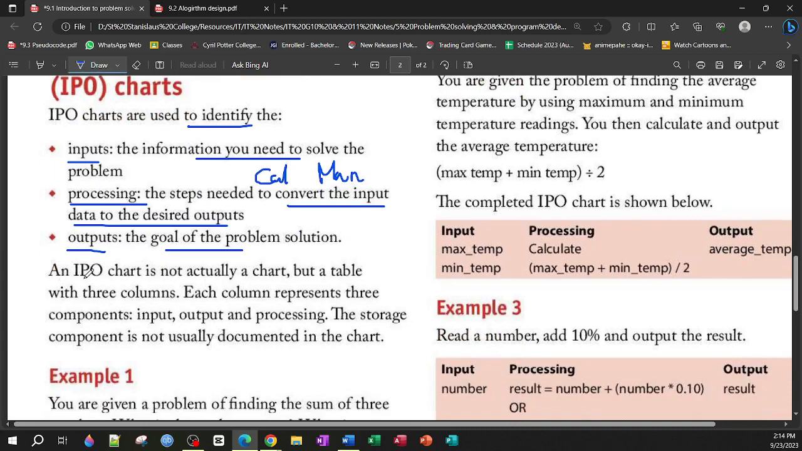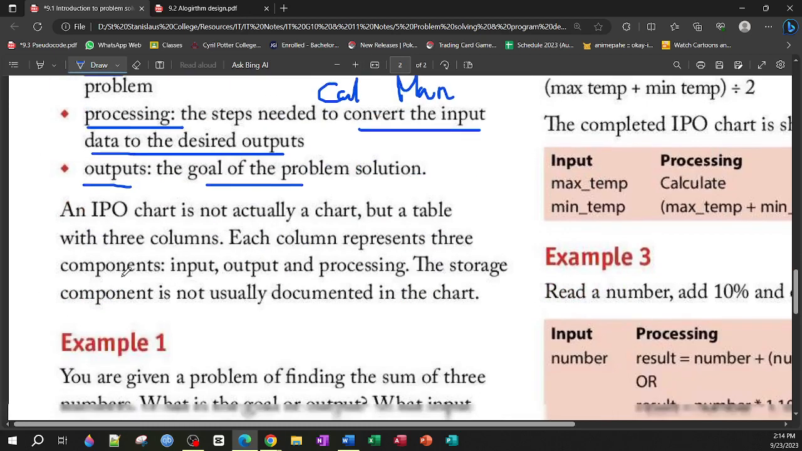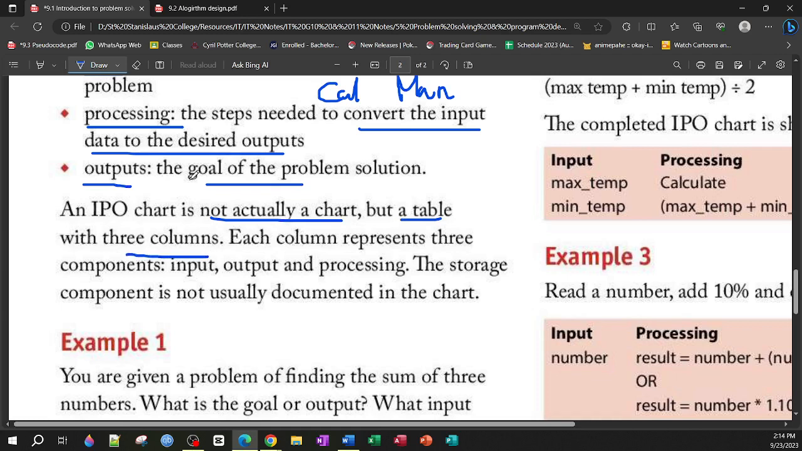Now, an IPO chart is not actually a chart. It does call it a chart, but it's actually a table. So whoever created it in the beginning called it an IPO chart, but it is not a chart. It's a 3-column table, one for each letter, input, output, processing. Each column represents the 3 components, input, output, processing. The storage component is not usually documented. So that's why it's not the IPOS chart.